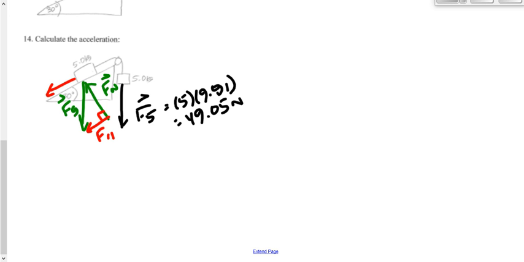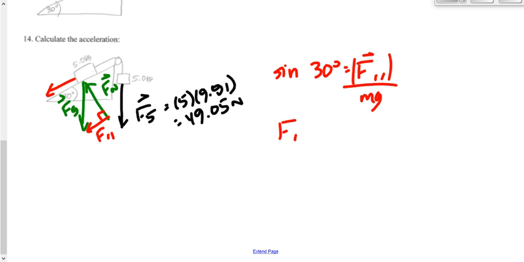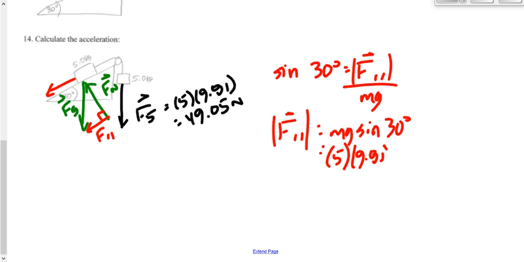Which trig function do we use? Peter, which trig function am I going to use to find F parallel there? Right. So we're going to say sine 30 degrees is equal to F parallel, the opposite over the hypotenuse, which is force of gravity, m times g. It's mg sine 30 degrees, which is 5 times 9.81 times sine 30 degrees. Gives me a value of 24 point, who's got that? 24.525?